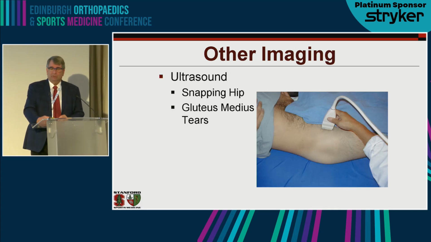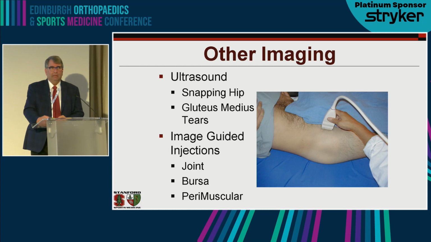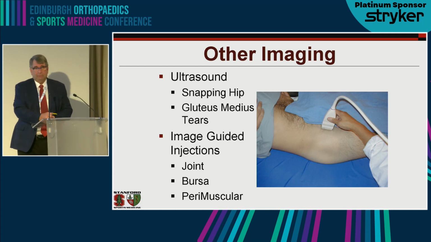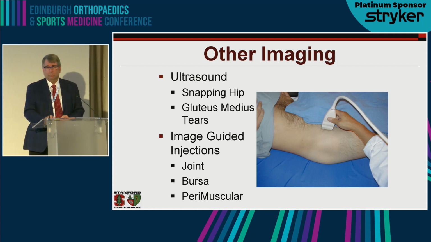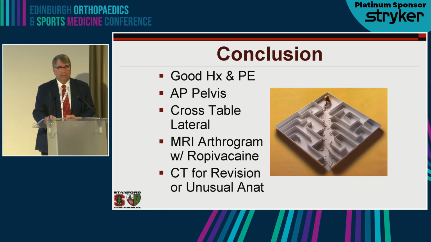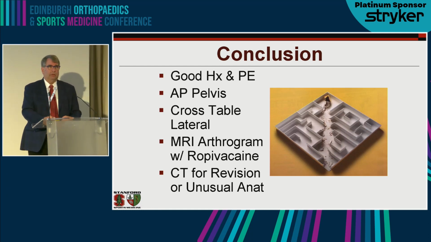I think you get other imaging modalities for snapping hip. If you really want to see it, you can do that with ultrasound. Ultrasound's really good also for looking at gluteus medius tendinopathy. And then we have judicious use of image-guided injections, again, to help confirm the source of pain, as well as potentially to treat some of the pathologies. To allow rehab for iliopsoas tendinopathy, for instance, we'll have them get an image-guided ultrasound injection with some corticosteroid.